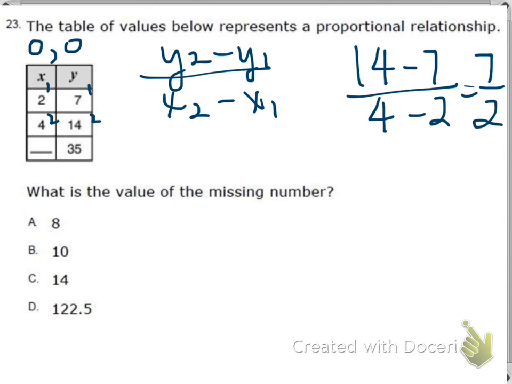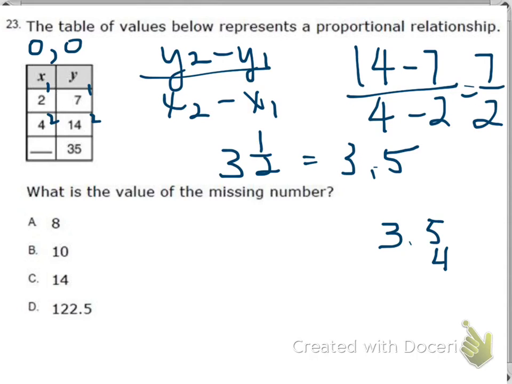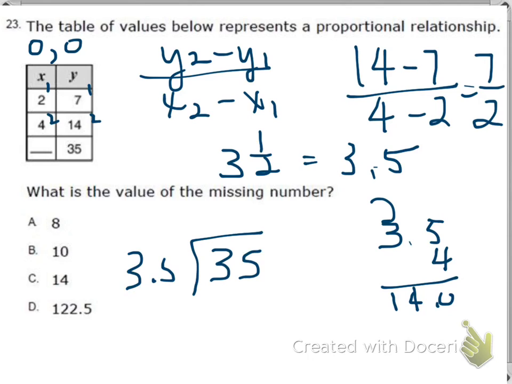7/2, which is also 3 1/2, or 3.5. So let's see if that works. 0 times 3.5 is 0. True. 2 times 3.5 is 7. True. 3.5 times 4 is 14. True. All right, so now we need to know what is 35 divided by 3.5.